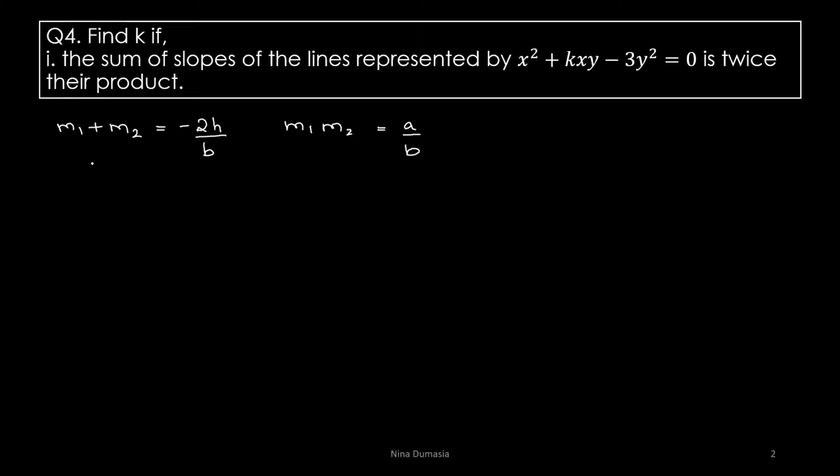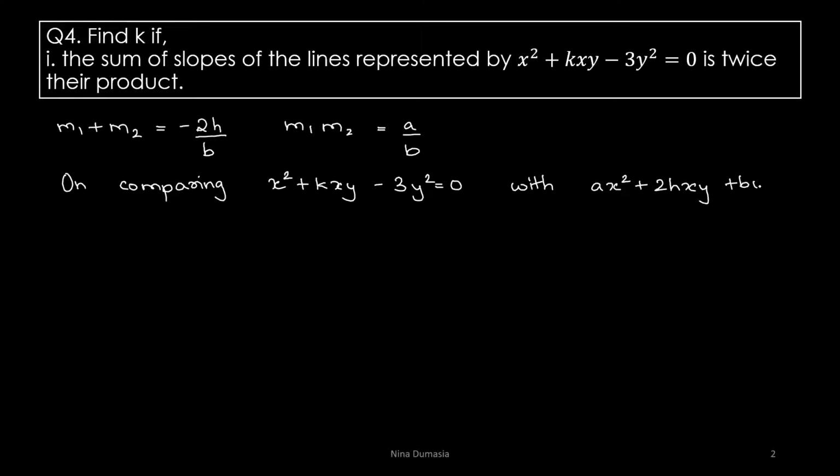Okay, on comparing this equation with a standard equation of pair of lines we get, तो ये लिख सकते हैं हम लोग कि on comparing x square plus kxy minus 3y square is equal to 0 with ax square plus 2hxy plus by square is equal to 0, we get that a is equal to 1, 2h is equal to k, therefore h is equal to k by 2 and b is equal to -3.